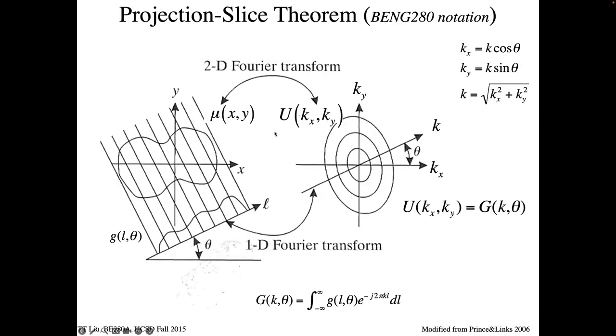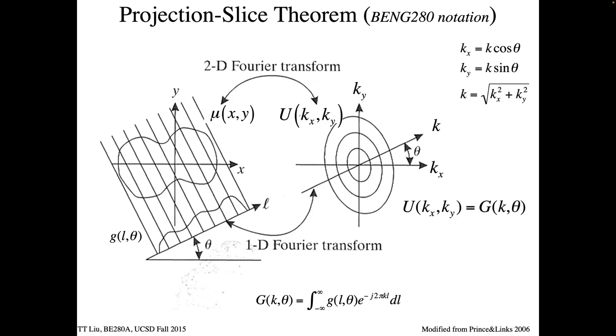So let's move to the notation that we're using in the lectures. Here's our object. It's the attenuation coefficient as a function of position in space. This function is the g_l theta function that we have an expression for, we've learned. The Fourier transform of our image that we want is given by capital U, Kx, and Ky.